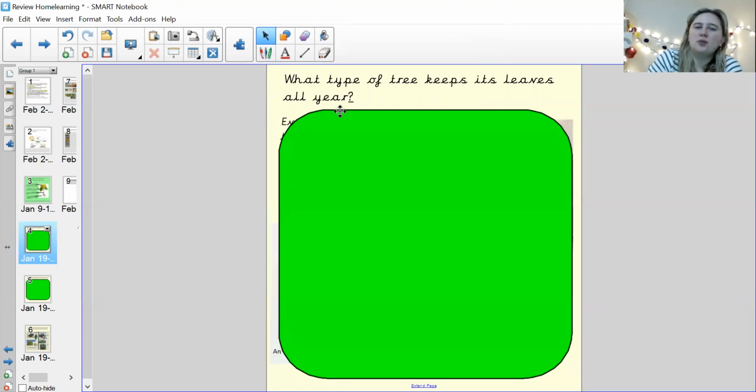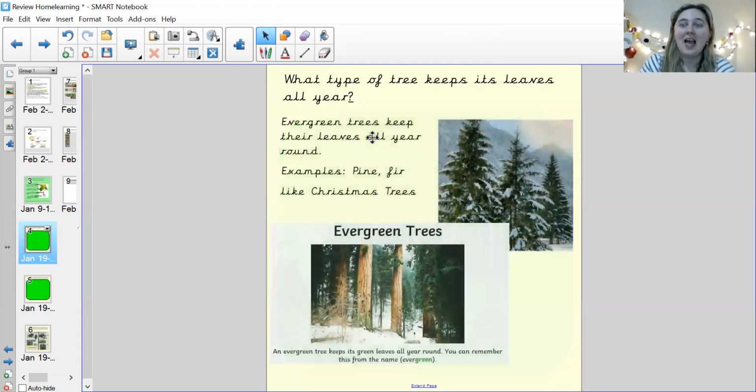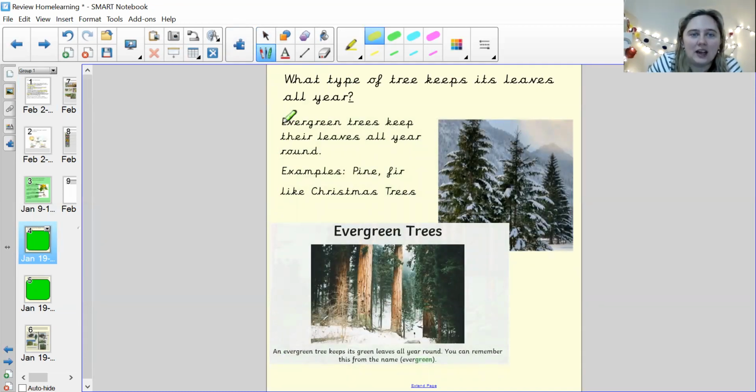What type of tree keeps its leaves all year round? Can you tell the screen? Evergreen trees keep their leaves all year round. So they're like Christmas trees. Pine trees and fir trees, they are always green. Evergreen, always green. Fantastic, good memory.